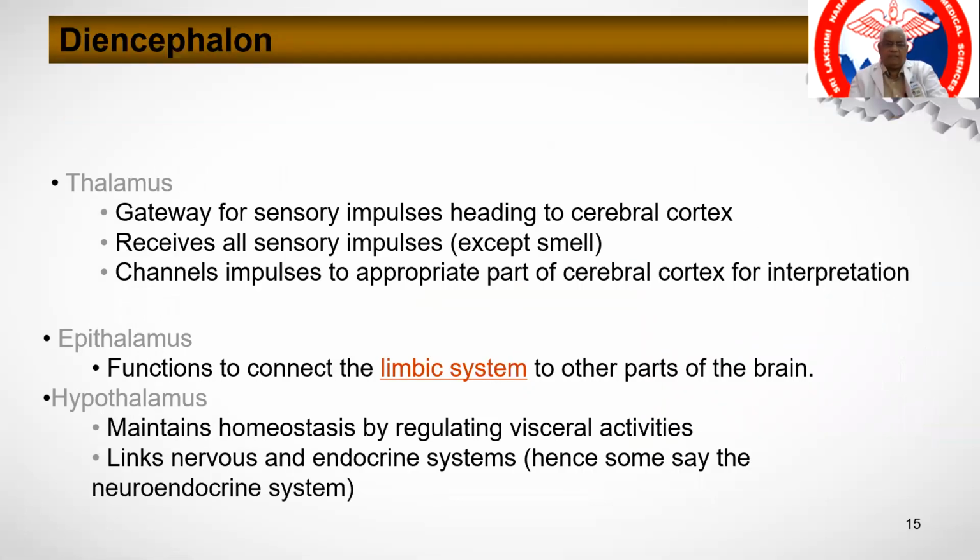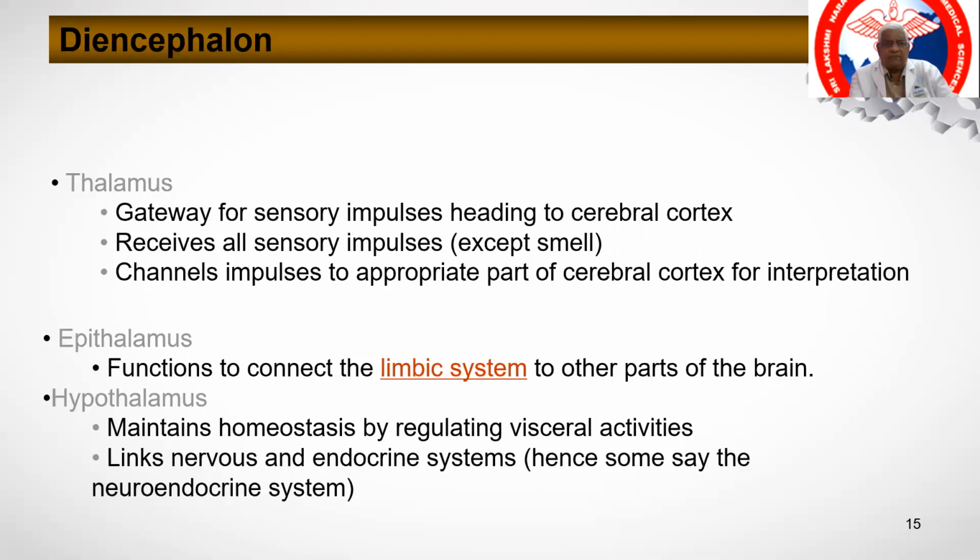Thalamus. Gateway of sensory impulses leading to the cerebral cortex. This is all the sensory impulses except smell. It channels impulses to the appropriate part of the cerebral cortex for interpretation. This is the relay, we can say, between the peripheral impulses and the brain.